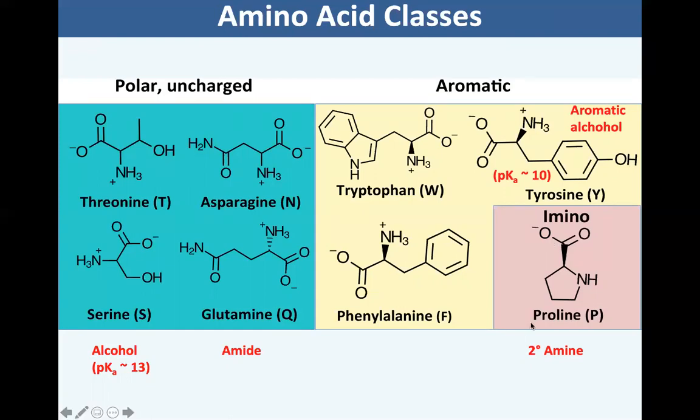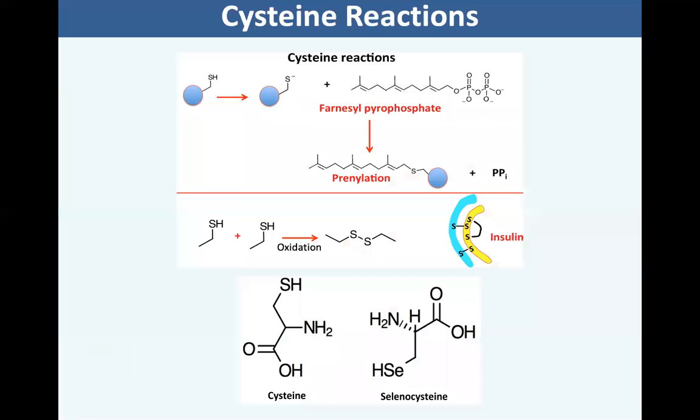And then we have proline, which is not even an amino acid, it's an imino acid, so it's a secondary amine. And by virtue of the fact that it's in a circular structure, proline has a lot of pretty odd properties, and we'll talk about some of those.